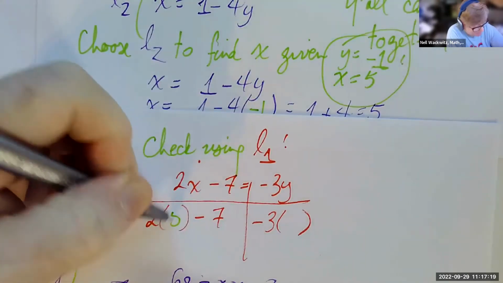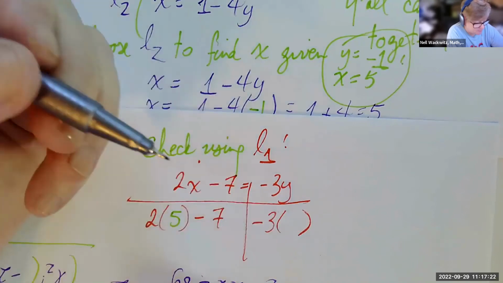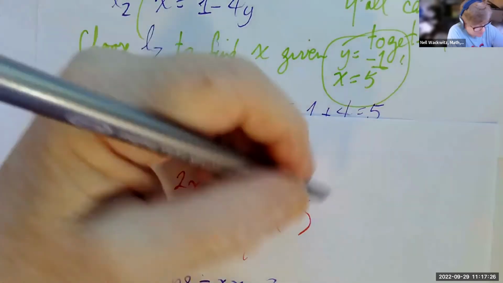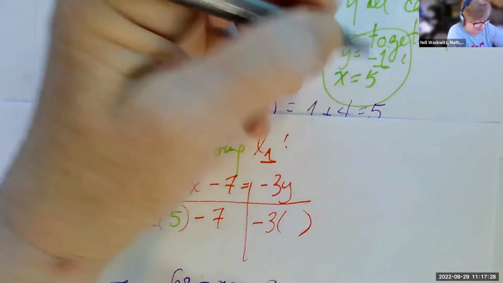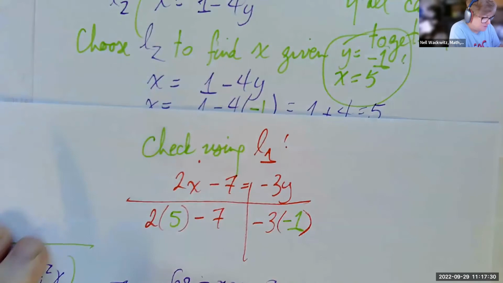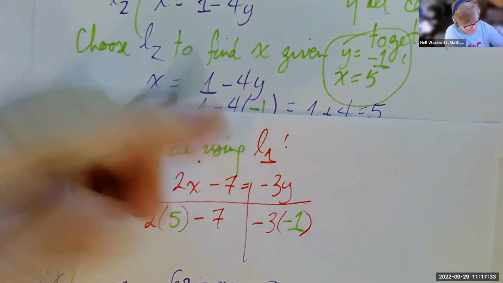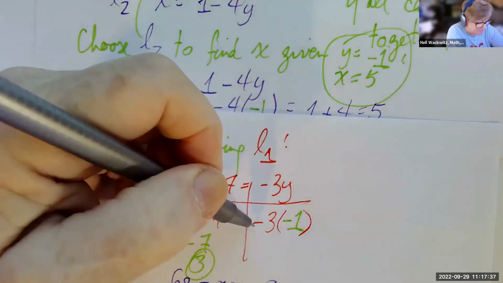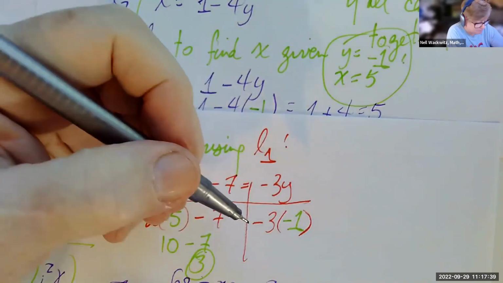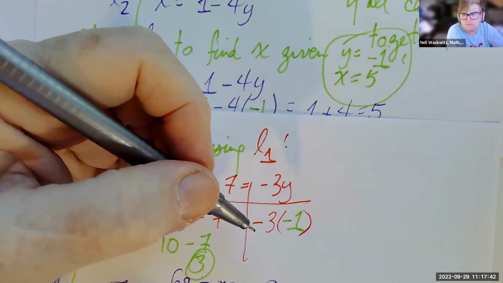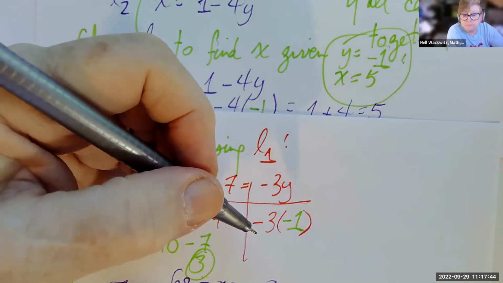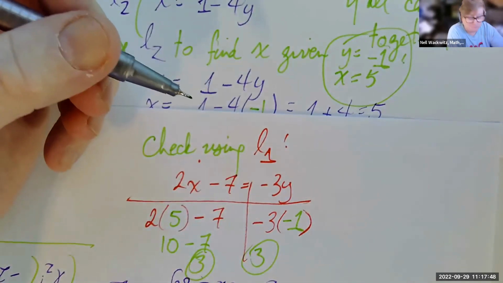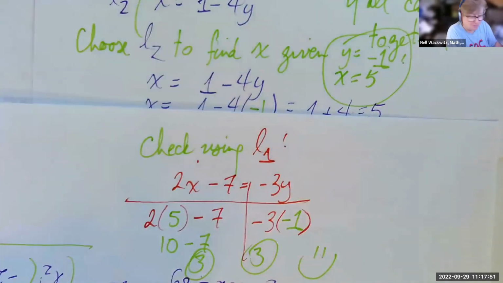Good. And for the y? Y is -1. Good. 2 times 5 is 10, plus 3 times -1 is -3, so 10 minus 3 is 7. Are we happy? Yes. Of course, we're doing math.